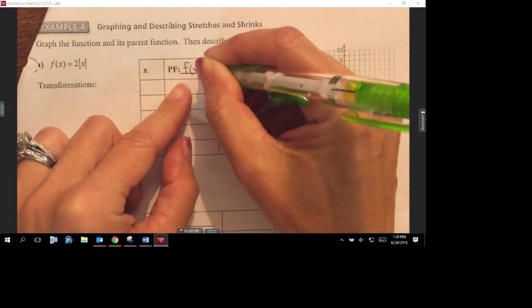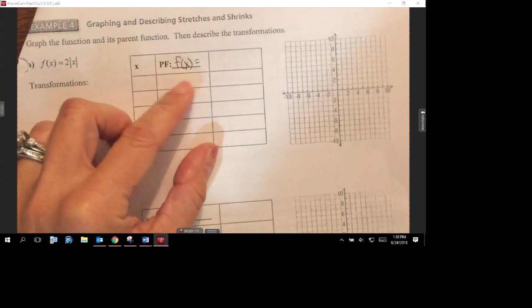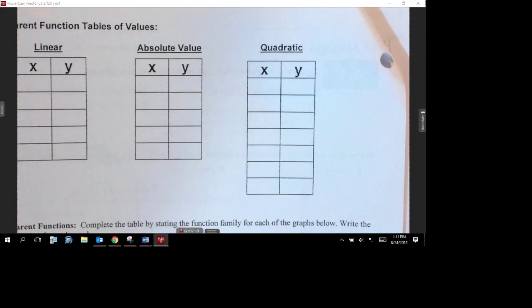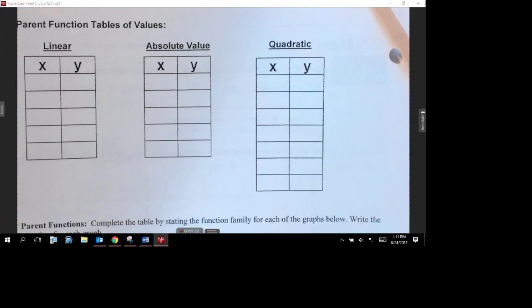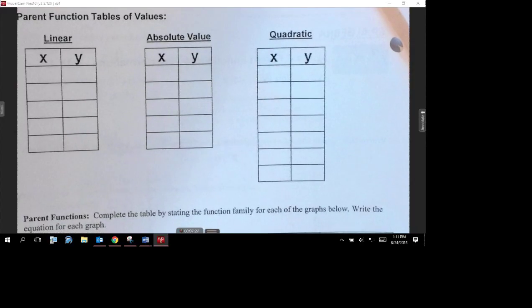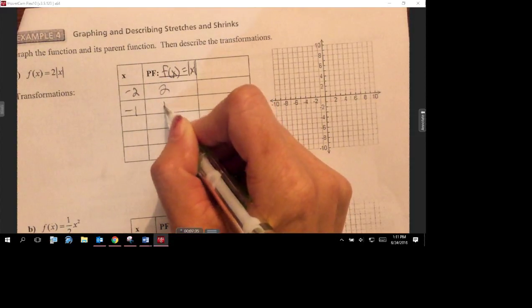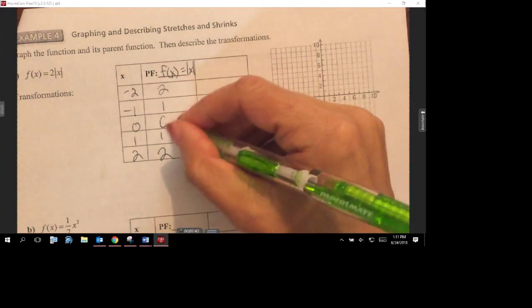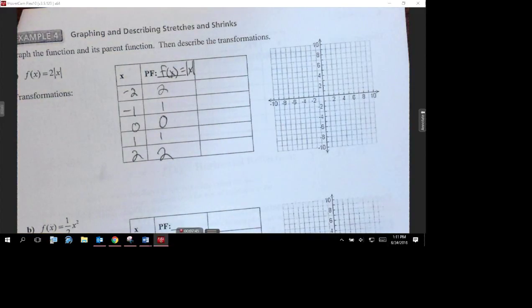So what's the parent function? f of x equals absolute value of x. And then you want to go back to this page. Yours is filled in. I have one filled in somewhere. But you want to use those points from absolute value, which I'm just going to write up there. In your homework, you're going to have to copy over from this chart, unless you have it memorized. This is the parent function points. -2, 2. -1, 1. 0, 0. 1, 1. 2, 2. Nope, not 0, 1. 0, 0.